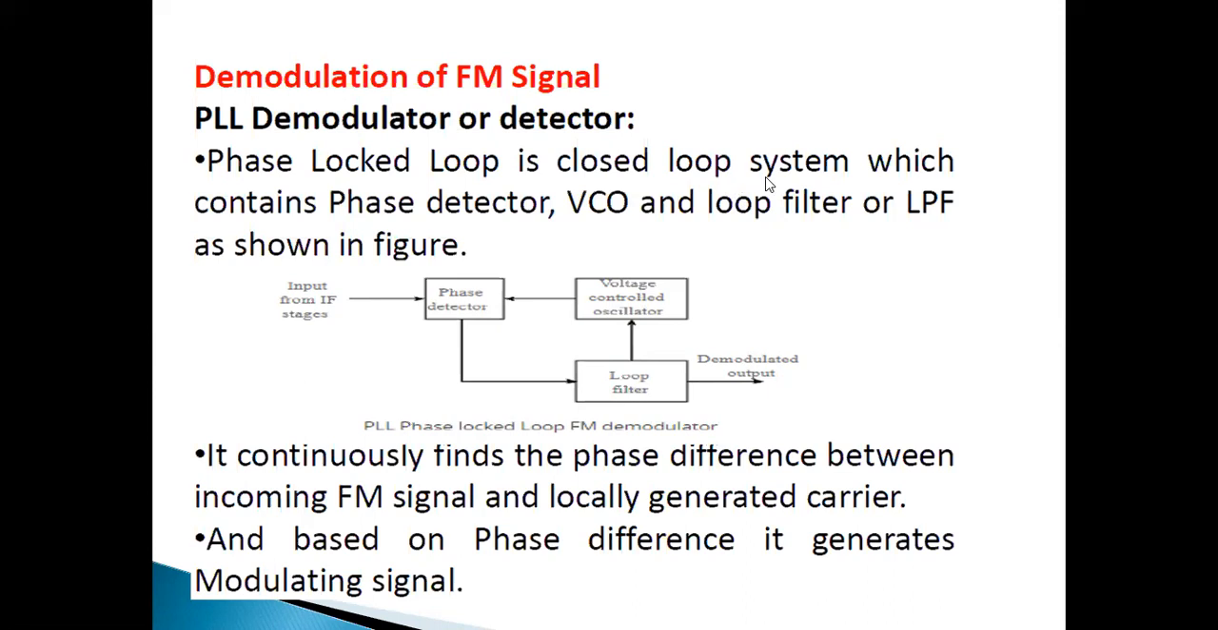Instead of the loop filter, there is a possibility of taking a low pass filter. So what I am telling here is, the phase locked loop consists of a phase detector, VCO, which is the voltage controlled oscillator, and a loop filter. This loop filter will be treated as a low pass filter.